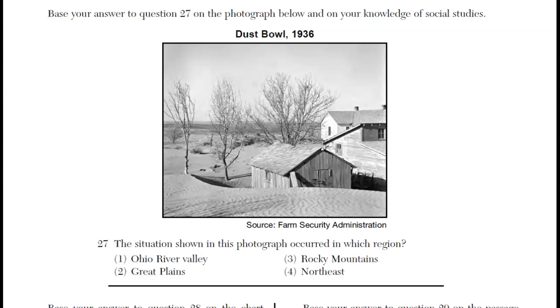The Dust Bowl had nothing to do with the Northeast. The Northeast is a completely different climate. Rocky Mountains, no, you don't really farm in the Rocky Mountains. And the Ohio River Valley that you're talking about, Ohio, Indiana, Illinois, Kentucky, again, different climate, different set of problems. They had flooding and things there, but they didn't have this problem.